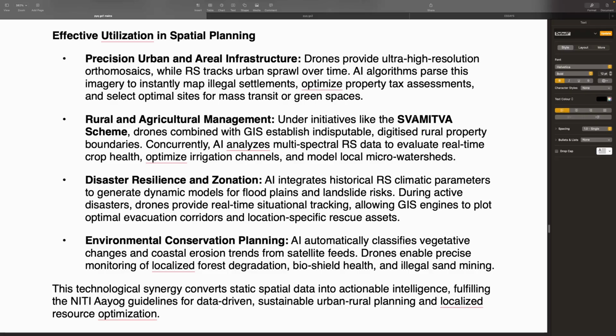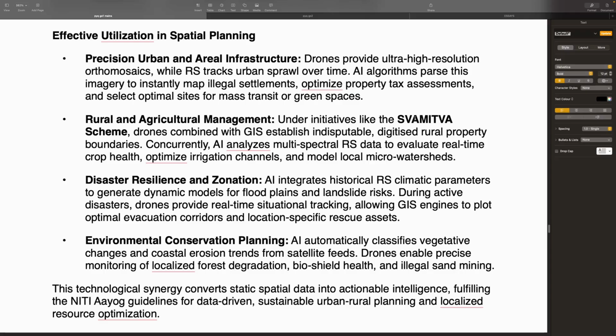Rural and agricultural management. Under initiatives like the SVAMITVA scheme, drones combined with GIS established indisputable digitized rural property boundaries. Concurrently, AI analyzes multispectral RS data to evaluate real-time crop health, optimize irrigation channels, and model local micro watersheds.